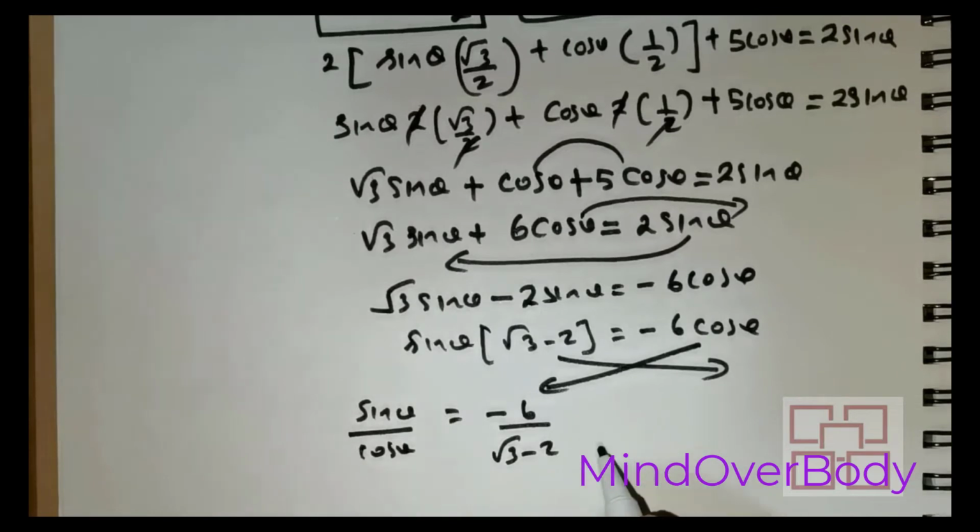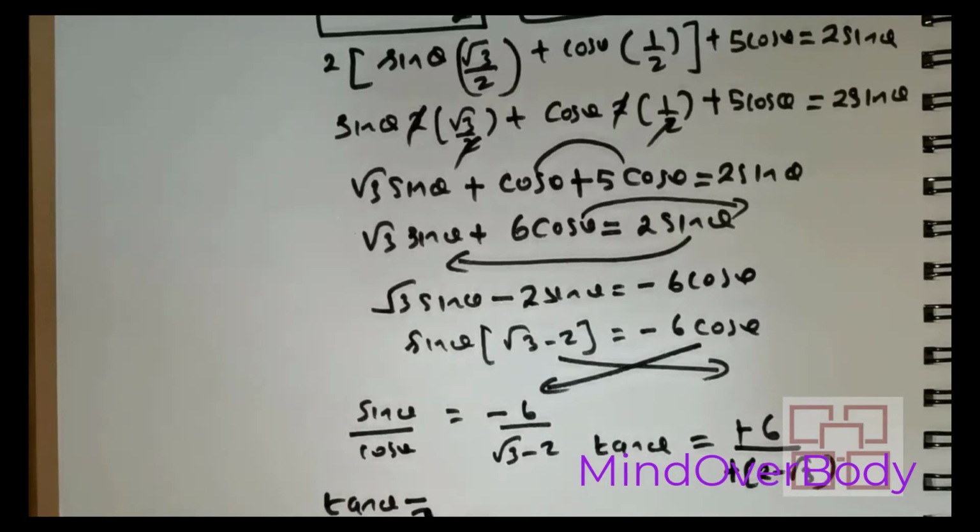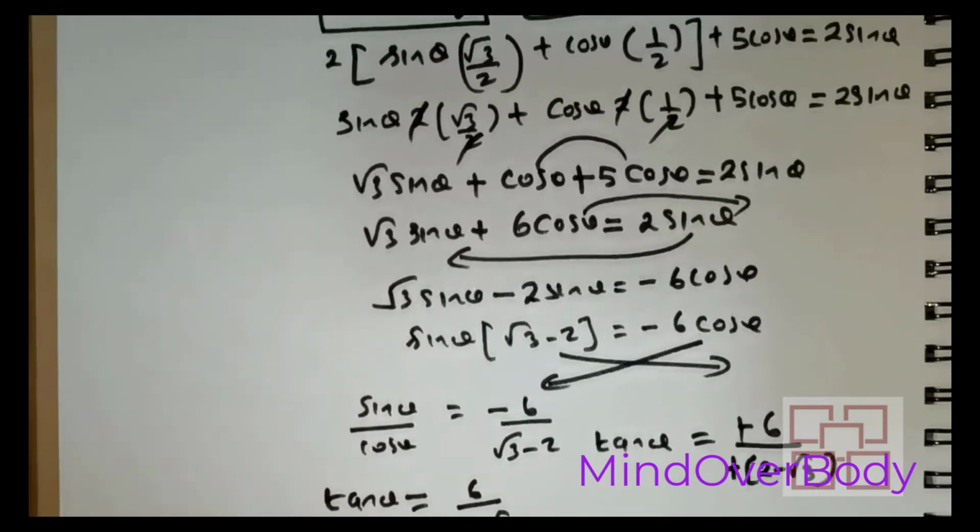Now sin θ over cos θ is tan θ, right? If I take a negative sign out of the denominator, that gives 2 − root 3, and in the numerator you have −6. So these two become positive. Therefore tan θ is equal to 6 divided by 2 − root 3.